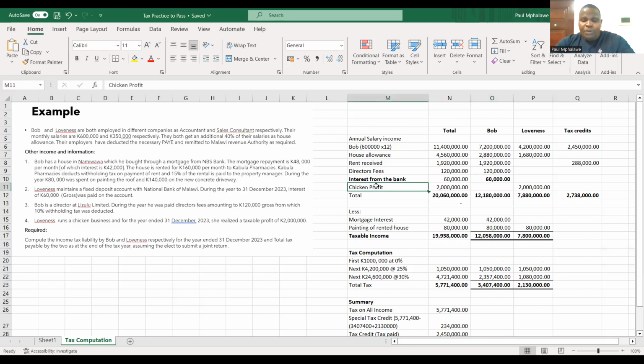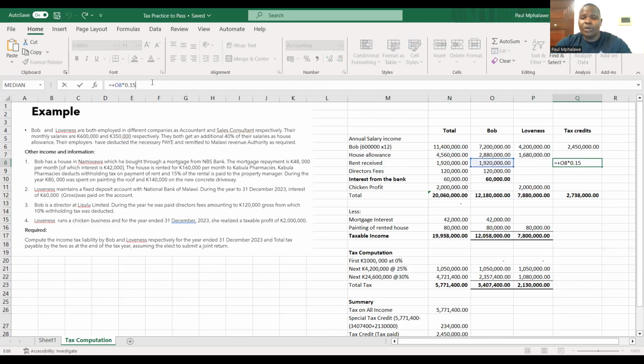Okay. So chicken business, the wife received 2 million. This is an earned income, and that cannot be taken as one for both, but it is included in the gross. So gross income, 20 million. Income for Bob, 12 million. Income for the wife, 7 million. Total tax credits, 2.7 million. Remember, when they are receiving rental income, there's a deduction of 15%. So 15% of total annual rental income becomes 288,000. So these are the total credits as per the given question.